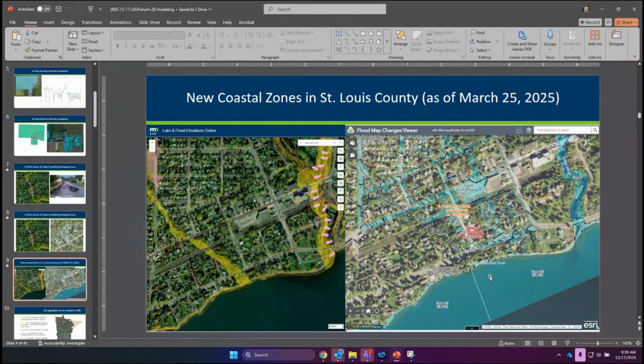And one other thing that's new in St. Louis County is we have our first coastal zone being mapped. There was a coastal study done for all of Lake Superior, and so far within Minnesota, it's only been mapped within St. Louis County. So that's a new flood zone that some folks may be dealing with in Duluth.